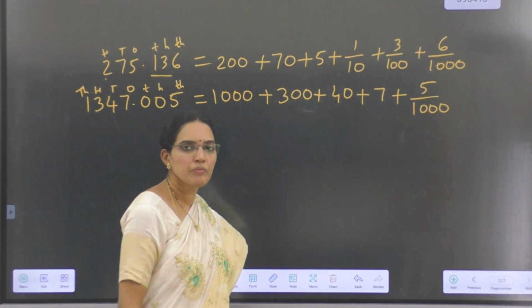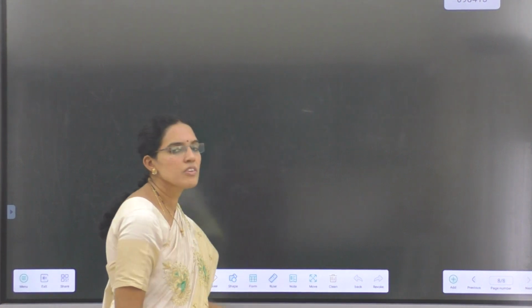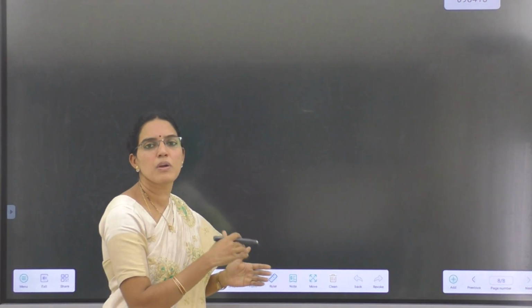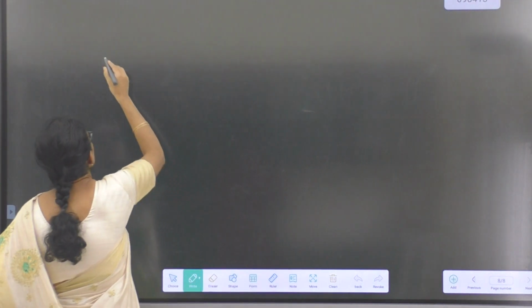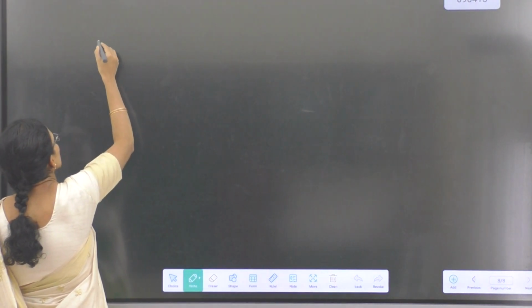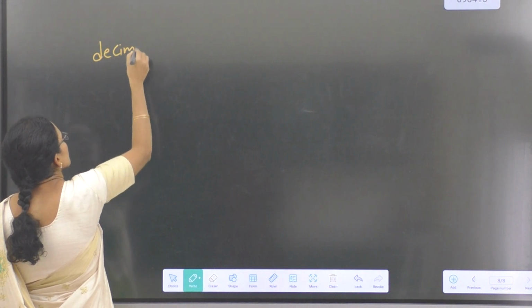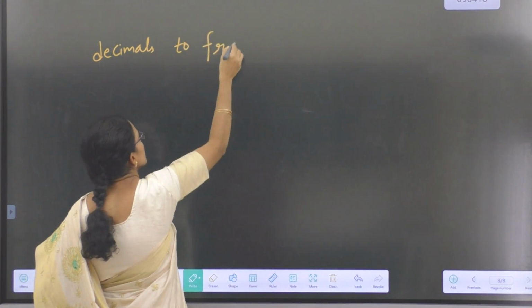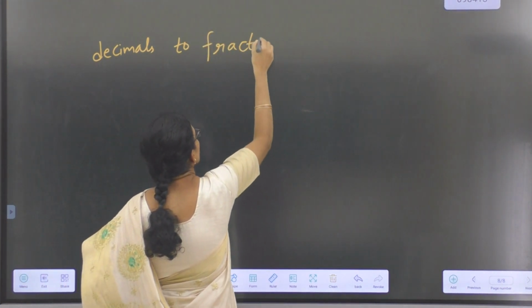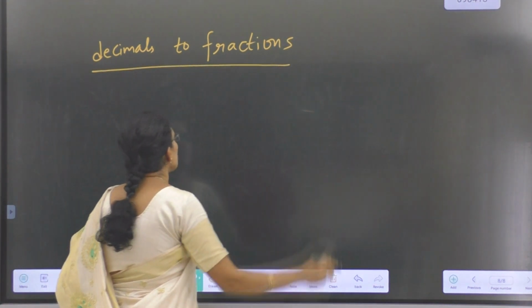Okay children. Now we will see how we will convert decimals to fractions and fractions to decimals. Now first I am converting decimals to fractions. Decimal numbers to fractional numbers conversion we will see now.